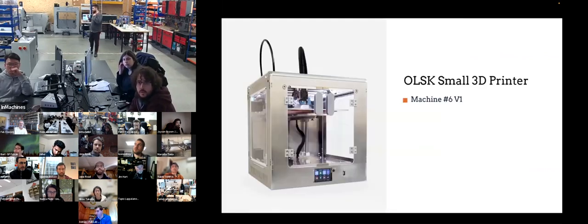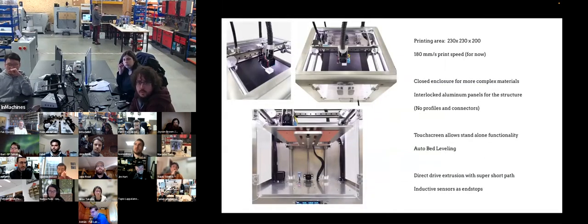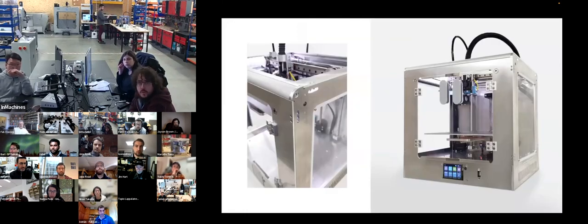So then we also made a small format 3D printer, which is completely made of snap fit aluminum frame. This one is still a little bit more expensive, but it has a touch screen, auto bed leveling, and it's reaching a very high quality print for the first version.